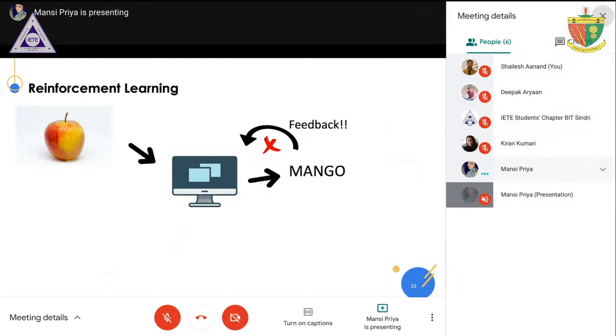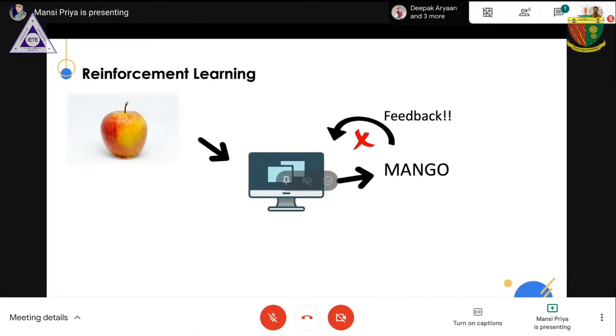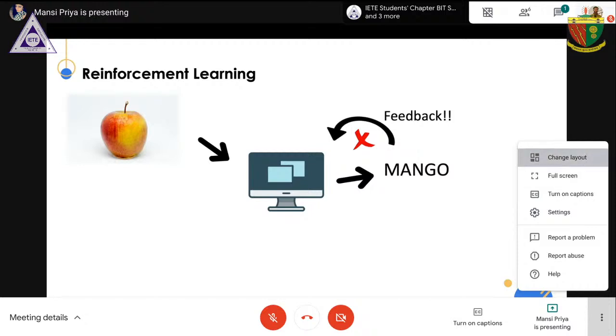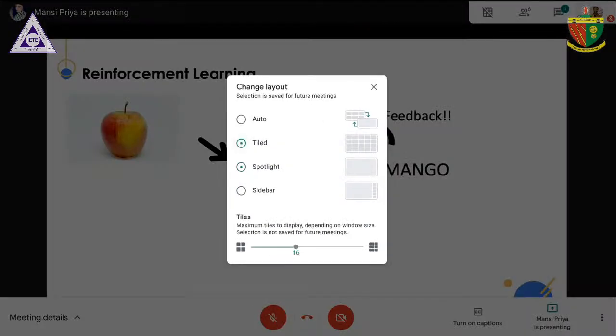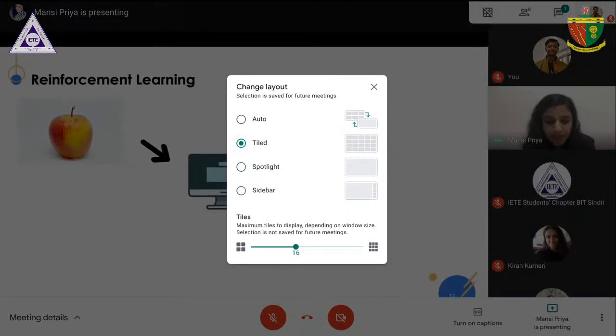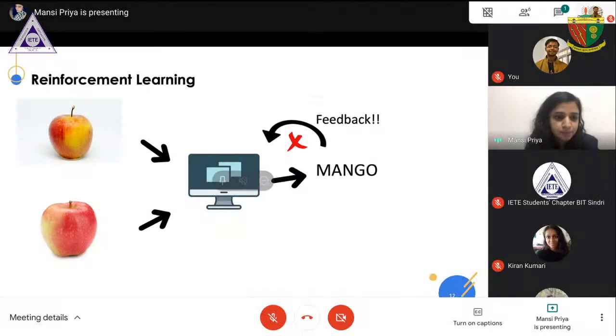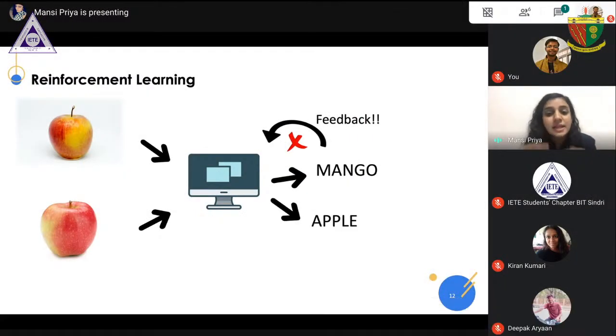This cycle repeats many times. Sometimes it can give you a banana, sometimes it will give you an orange, and we keep on giving it feedback that it is wrong. Sometimes it may give apple also, then we give it positive feedback. So using the positive and negative feedback, this machine is now able to understand that when an image something like this comes, this is an apple. The important feature to be noticed here was that it works on feedback. That is why it is known as reinforcement learning.